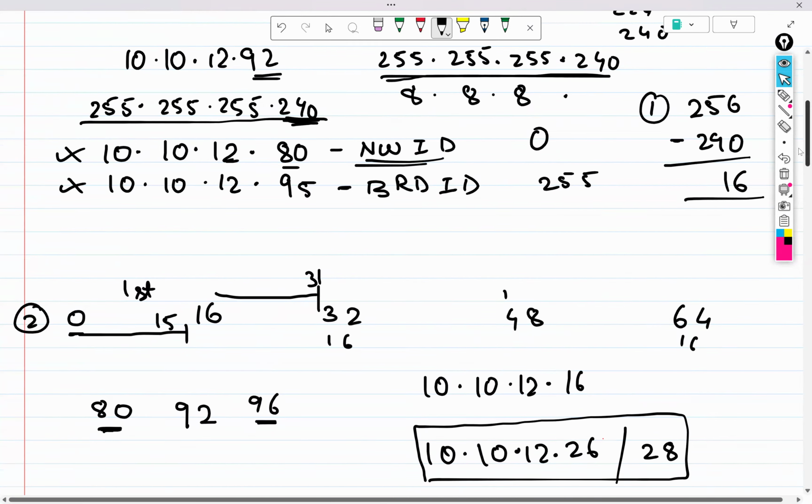Any question or a problem understanding? How did we calculate this? No, sir. Clear?